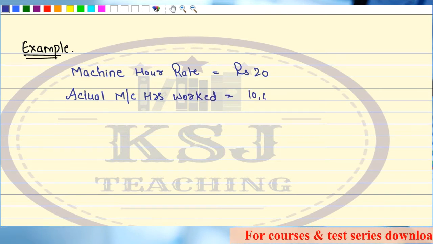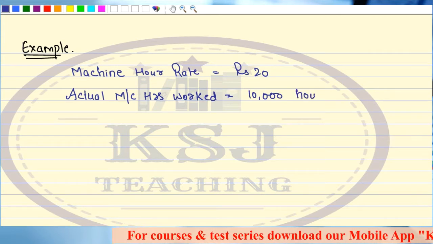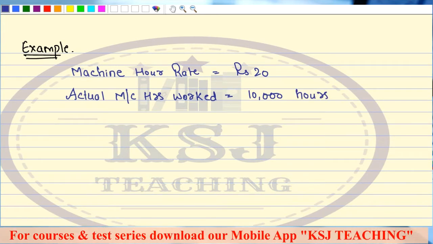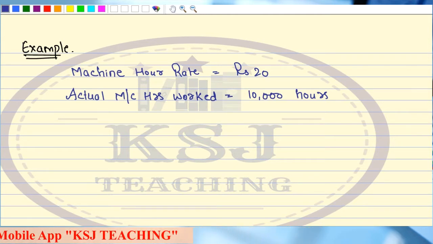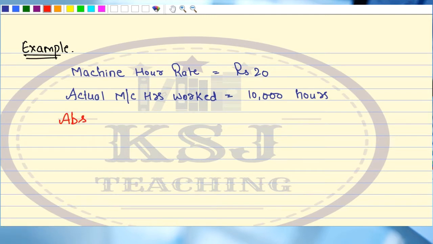Actual machine hours worked is 10,000 hours. So what should be the absorbed overheads? Can you tell me from here? What should be the absorbed overheads?